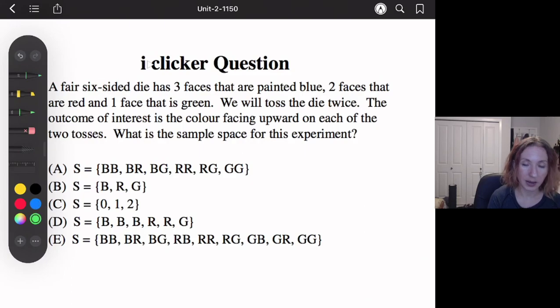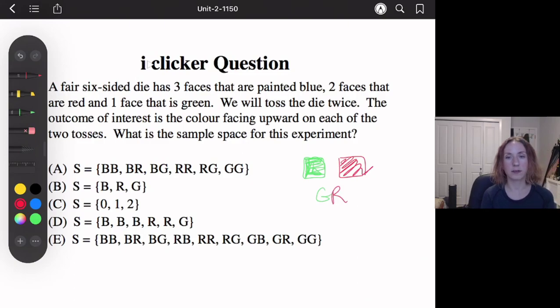So I can pretend I don't have a die with these faces, but I can imagine that I did roll it, and we can think one thing that might come up is I might get a green face, and I might get a red face. So what would my outcome be? My outcome would be GR for this. So this tells me that my outcomes are going to be 2 letters long, and they're going to be made up of the letters B, R, and G.